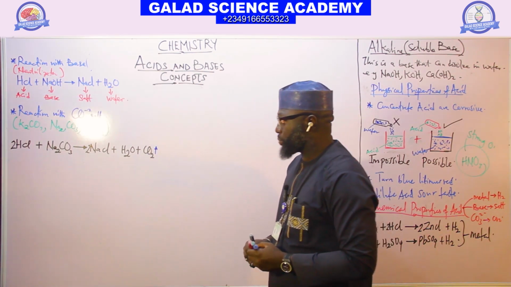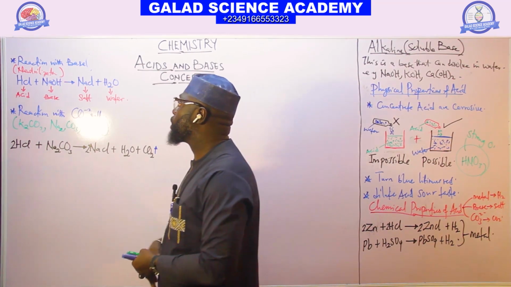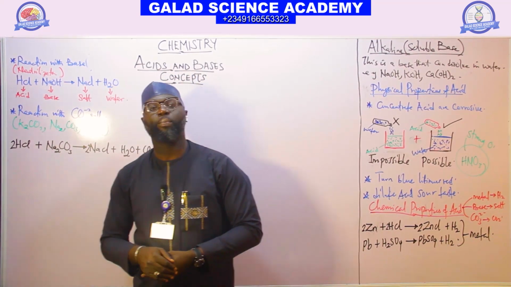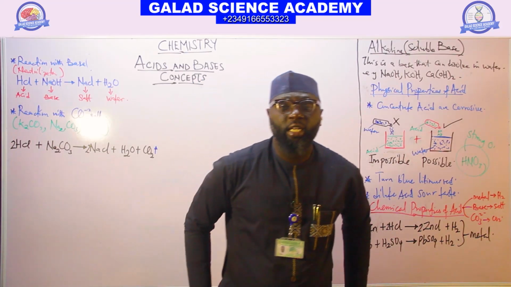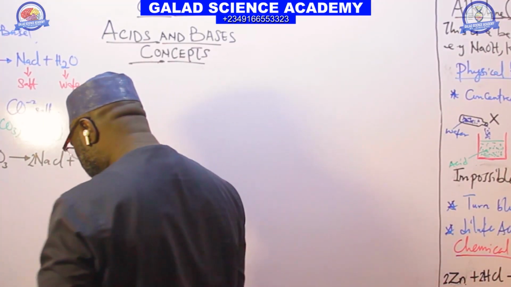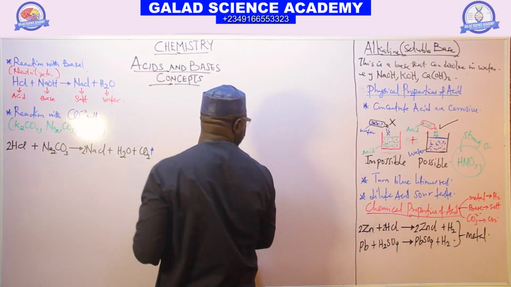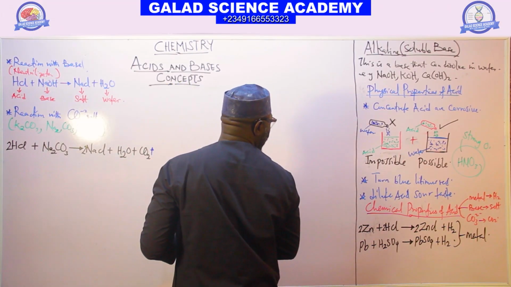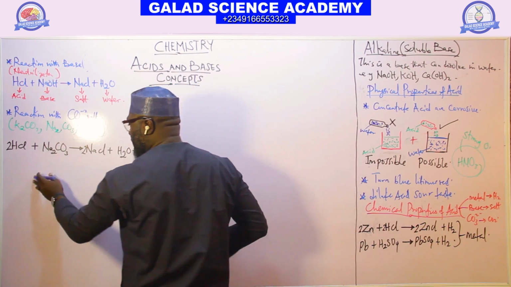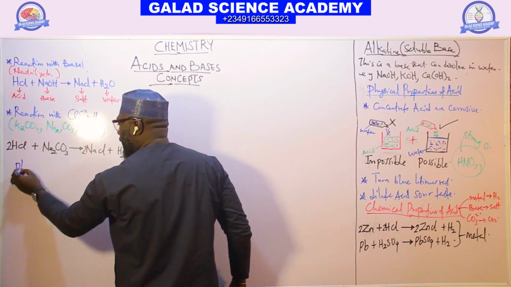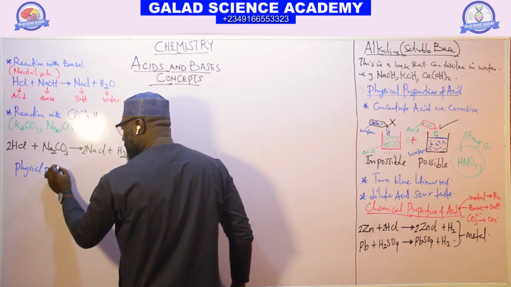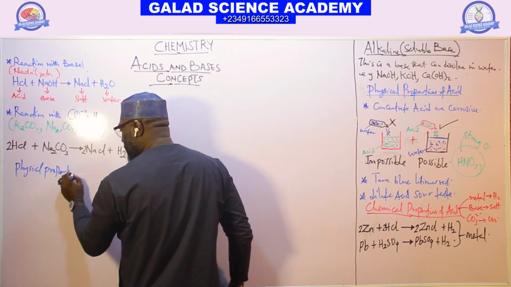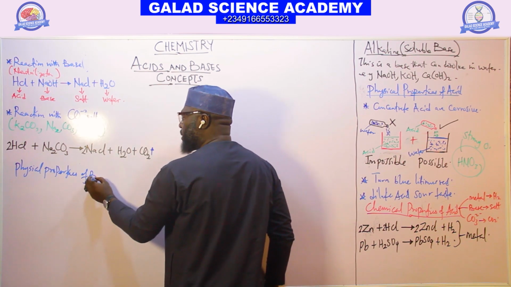So that is the third chemical property of acid. So let us look at the physical properties of base.